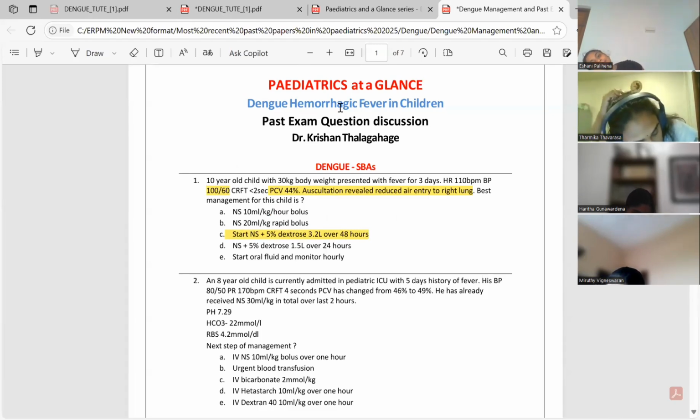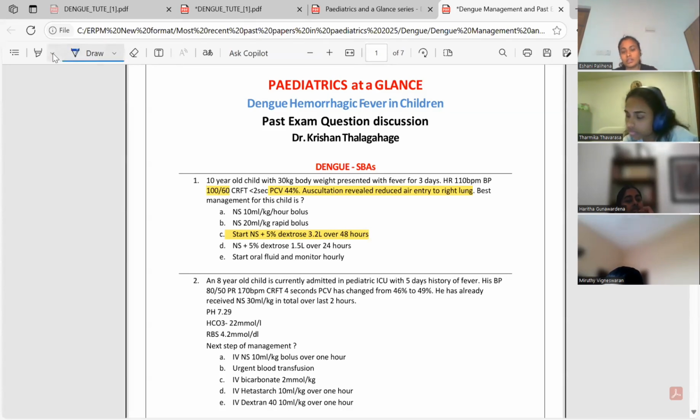Right. Anyway, how do you calculate the amount of fluid needed? Maintenance. What is the maintenance for a 30 kilo child? First 10 kilos, 100 ml per kilo, that will be 1000. Next 10 kilos, 50 ml per kilo, that will be 500. How many more kilos left? Altogether 30, so 10 more. That 10 kilos, 20 ml per kilo, that will be 200. So what is the maintenance? 1000 plus 500 plus 200 is 1700. 1700 is the maintenance.